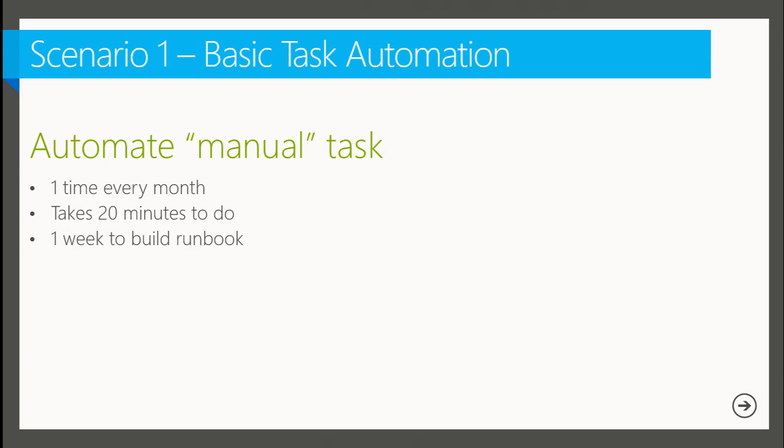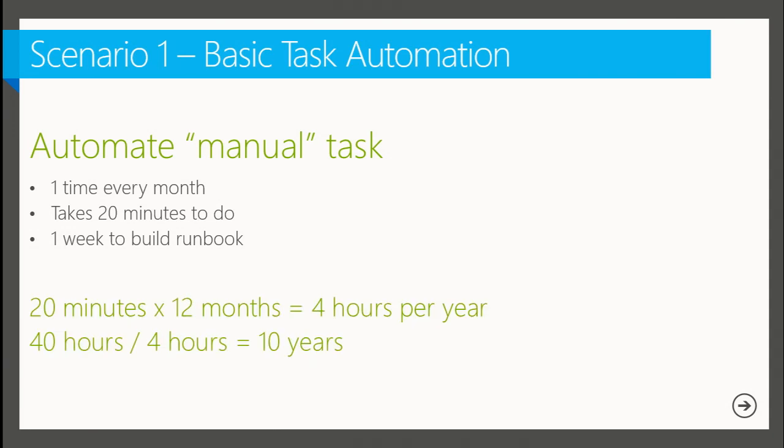So if we look at the ROI, we see that a 20-minute task times once a month is going to be about 4 hours a year. And if I take 40 hours to develop this, I'm going to gain my return on investment in approximately 10 years, which makes me approximately a horrible investor, an embarrassing investor, right?